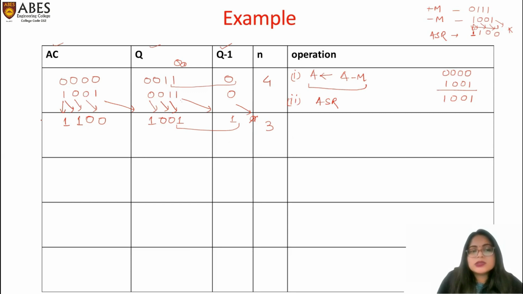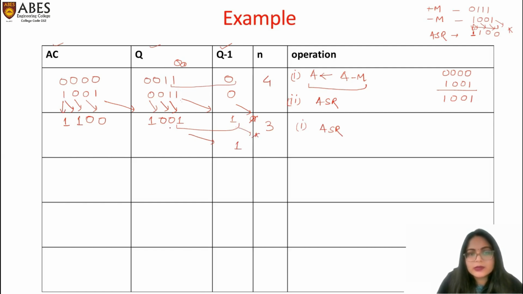Okay. Now we are performing it for n equals 3. Now the value is 1, 1 for Q naught and Q minus 1. Now for 1, 1, we need to perform only ASR. Right? So we'll perform ASR 1. This 1 will be discarded.